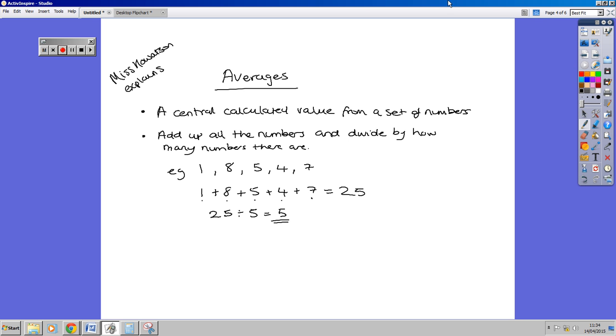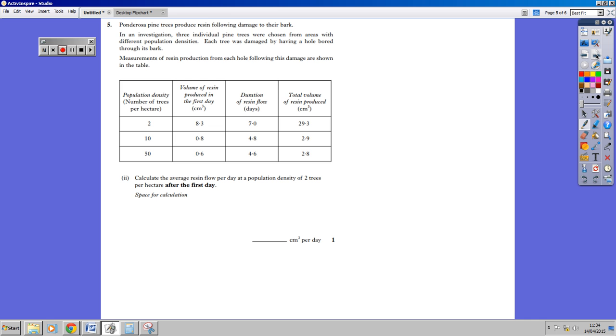That's how you calculate it. So let's see it in practice. In this question, it says, Ponderosa pine trees produce resin following damage to their bark. In an investigation, 3 individual pine trees were chosen from an area with different population densities. Each tree was damaged by having a hole bored through its bark. Measurements of resin production from each hole followed this damage as shown in the table.